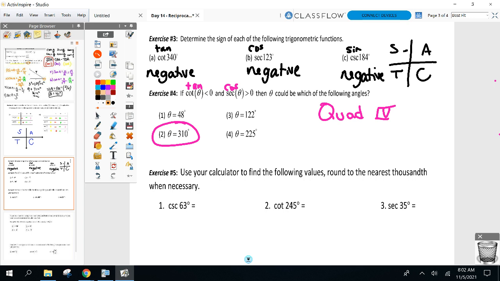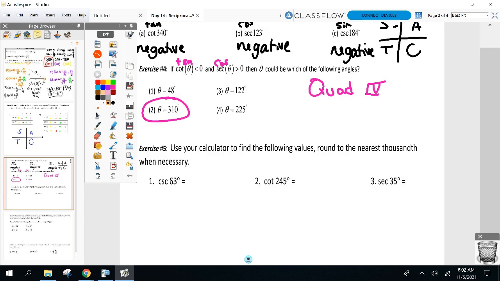Questions there? Got your calculator ready? Cosecant of 63. How do I do that on my calculator? I hate to break it to you guys, you don't have a cosecant button. We have a sine button. But what goes with cosecant? Sine. But hey, wait, look at what I'm doing here. Cosecant of 63 is not equal to the sine of 63. They're not equal to each other.